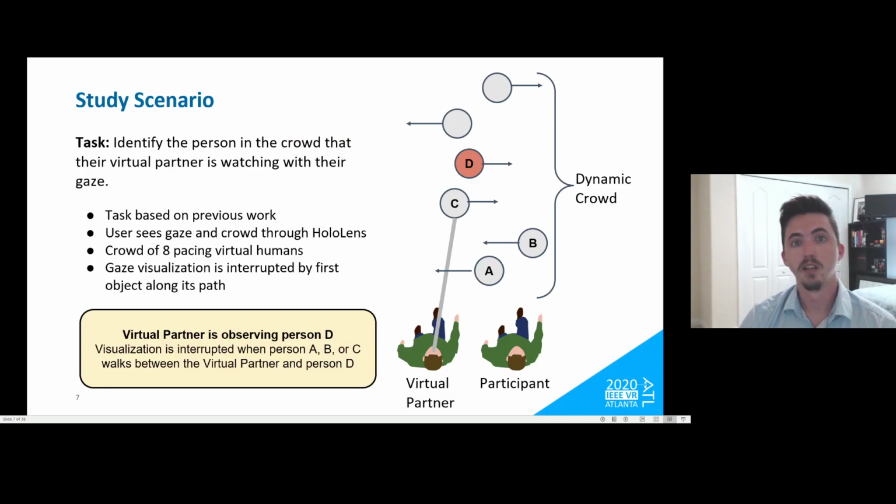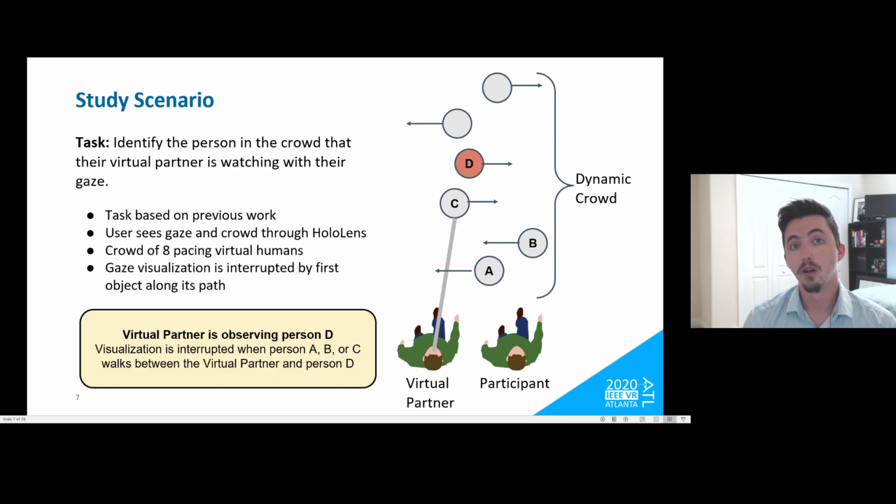So our study scenario consisted of a participant who would come in and wear the Microsoft HoloLens. On the HoloLens, they would observe a crowd of 8 people who are pacing perpendicular to the participant in the area in front of them. Next to the participant is a virtual partner who is sharing his gaze information with our participant. So our participant can see where this virtual partner is looking. During the task, the virtual partner will look at one of these 8 people in the crowd, and then our participant will be tasked with trying to figure out who it is that he's watching.